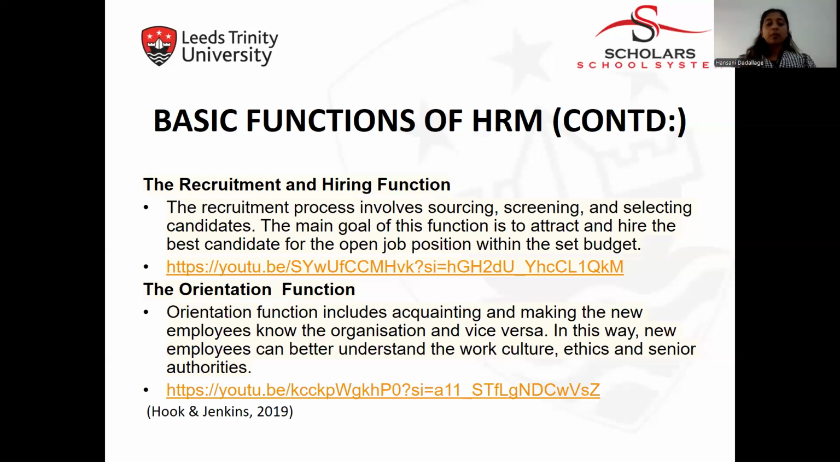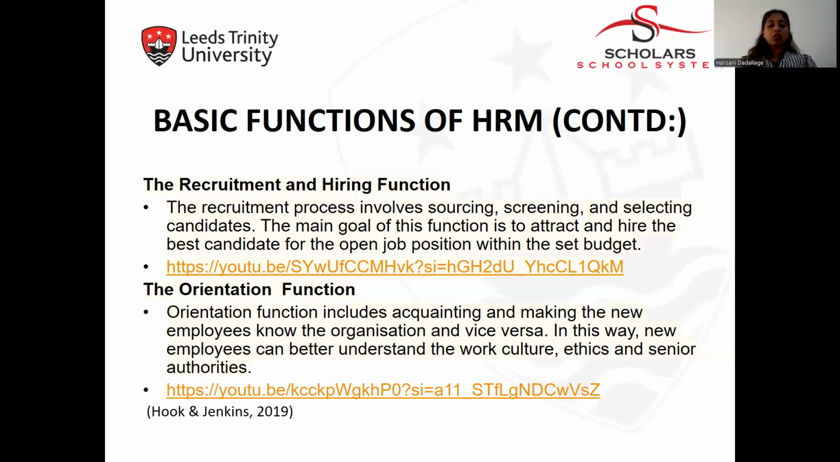Now let's see one by one about these basic functions of HRM, starting from the recruitment and hiring function. The recruitment process involves sourcing, screening, and selecting candidates for a job. The main goal of this function is to attract and hire the best candidate for the open job position within the set budget. It is very important to attract and hire the best or the right candidate for the relevant job, because hiring the best person will result in achieving organizational goals and objectives successfully.